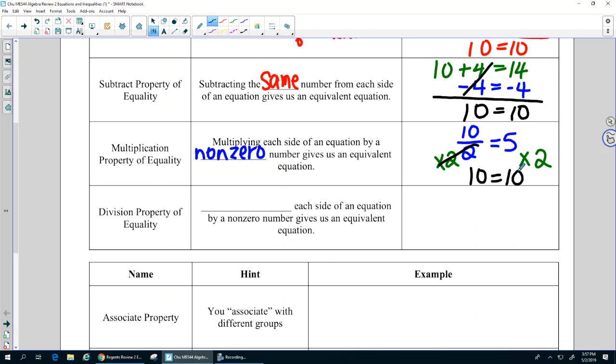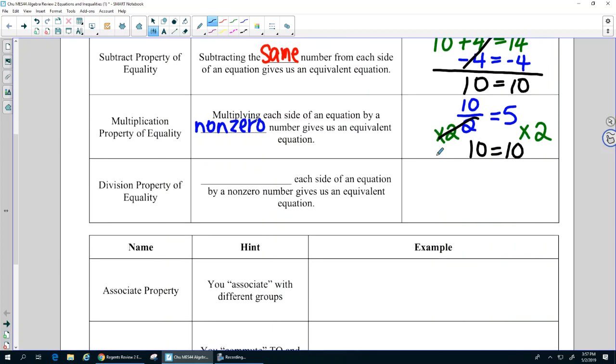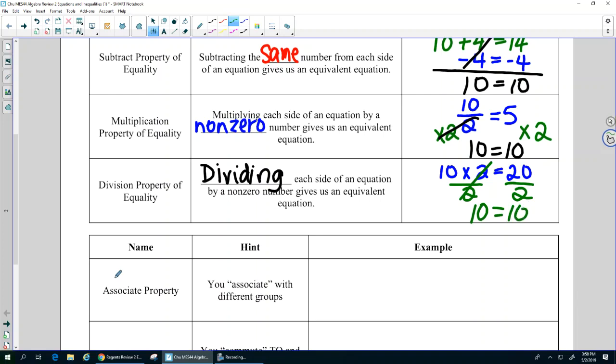Okay, the division property of equality tells us that dividing each side of an equation by a non-zero number gives us an equivalent equation. So the example we'll use is, let's say 10 times 2 gives us 20. And what the division property tells me is that you can divide both sides by 2 and we'll get an equivalent equation. I get 10 is equal to 10.